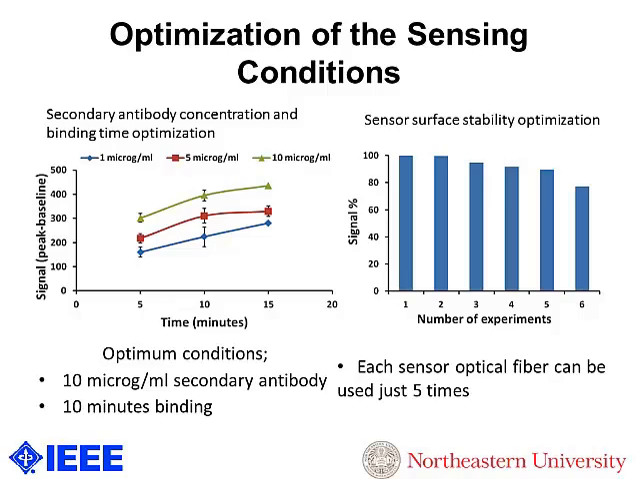And we tried to optimize the sensor surface stability. As you see in the figure, after 5 times, our percentage of signal starts to decrease. So we conclude that we can use just one fiber just 5 times. After 5 times, we don't have enough reliable results.